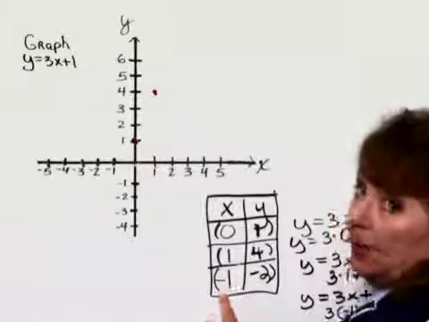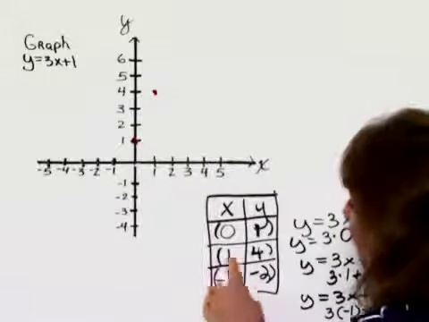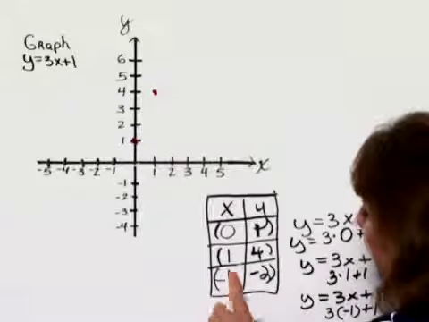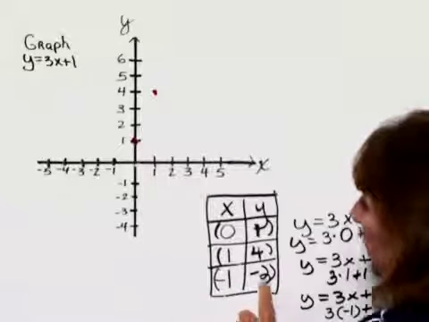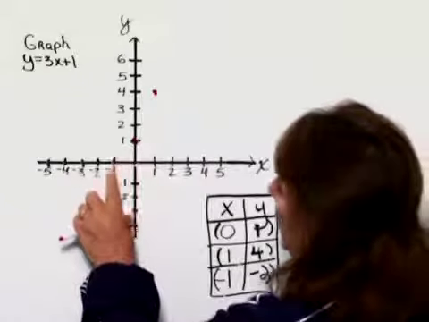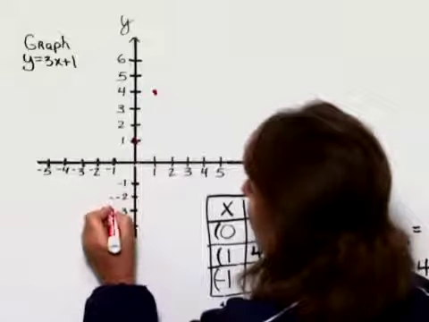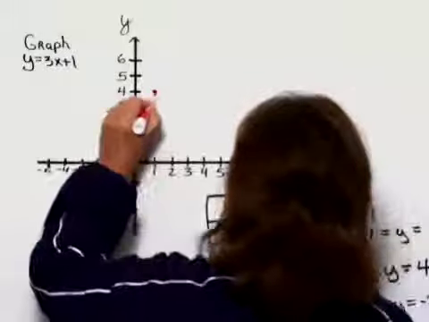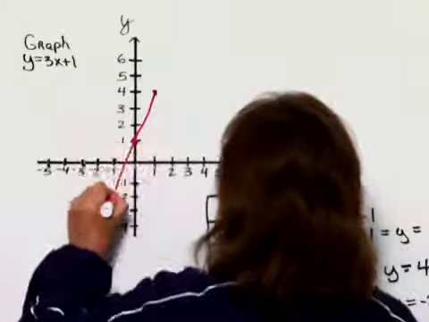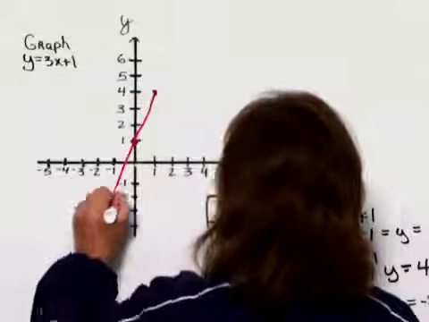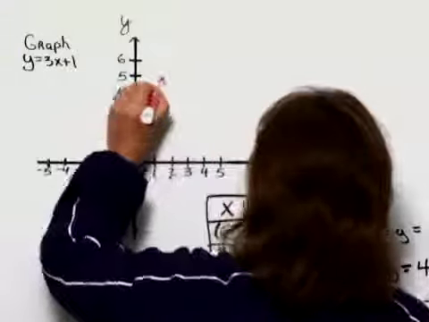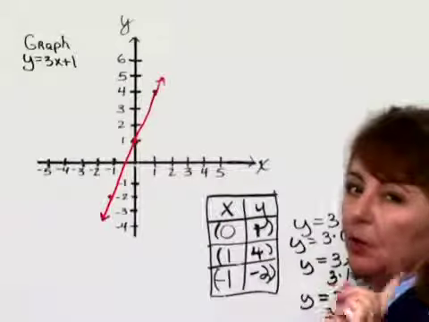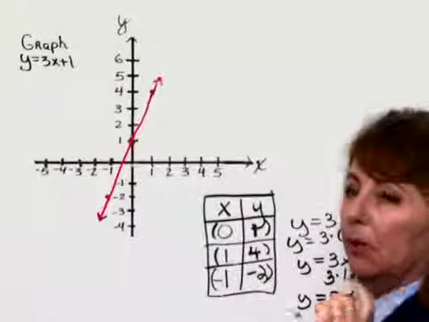Now, our last point is -1, -2. The table helps you see which direction you move. I'm moving -1 in the x direction and -2 in the y direction. So I move over -1, then down -2, and I put my point right at that spot. Now we connect the points, and we can see we get a straight line. This tells us that this is the graph of the solutions to this equation. It also tells us that we didn't make a calculation error because we got a straight line.